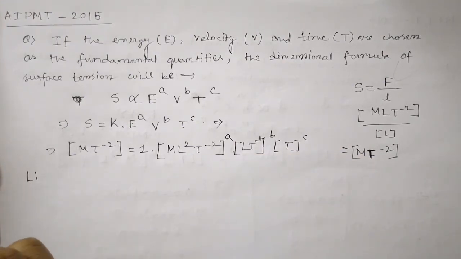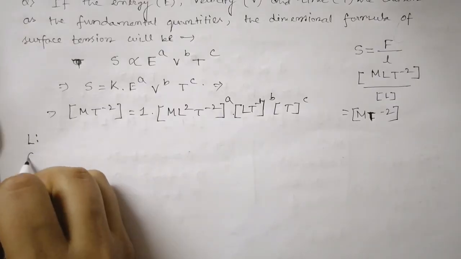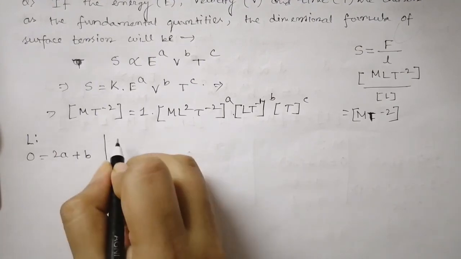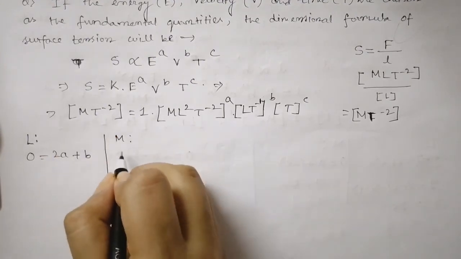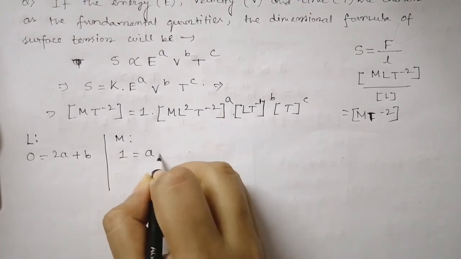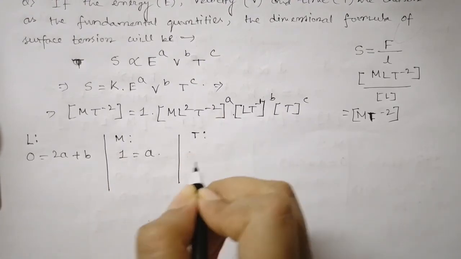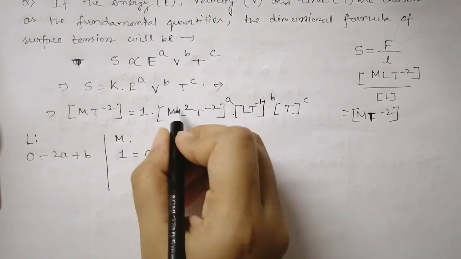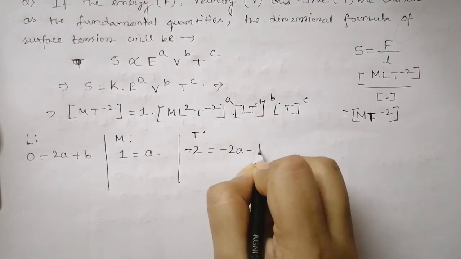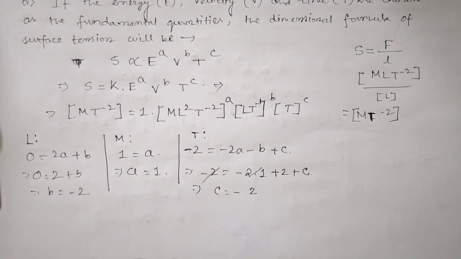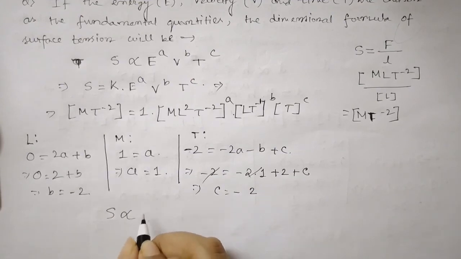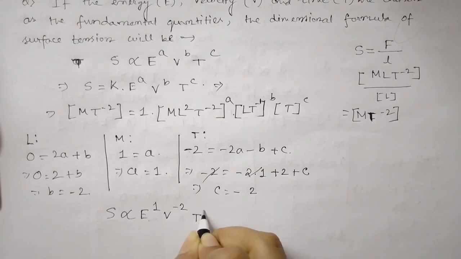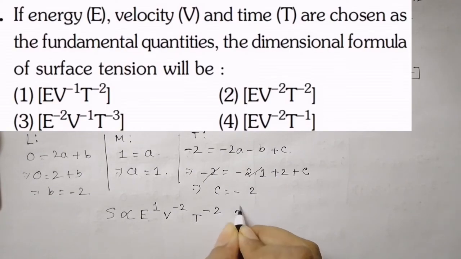Equate the power of L first. Left hand side there is no L, so 0 equals 2a plus b. Now equate the dimension of M. Left hand side it is 1, right hand side a. Equate the power of T. Left hand side minus 2 equals minus 2a minus b plus c. So finally what we are getting, S is proportional to E to the power 1, V to the power minus 2 and t to the power minus 2. The option 2 is the right answer.